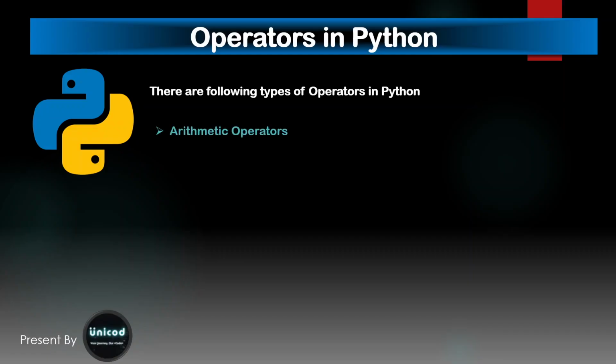The first one is arithmetic operators. We have been seeing them since our childhood while learning maths. These are just the normal things: plus, minus, multiplication, division. These two are a little different. This one is floor division, and the one that looks like a percentage sign is called modulus. After that we have some other operators, but let's learn it step by step.